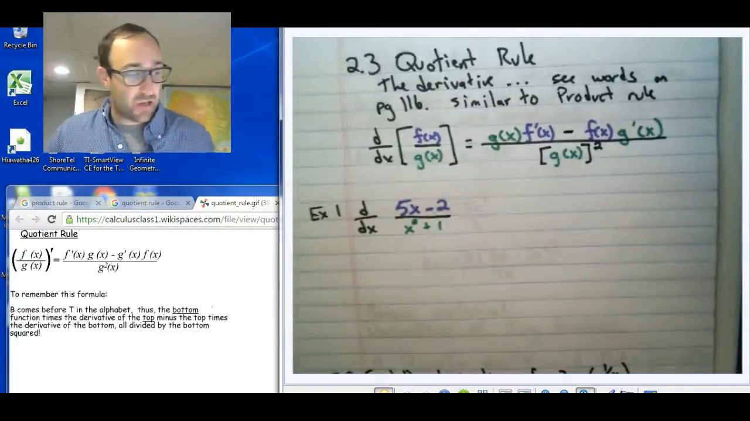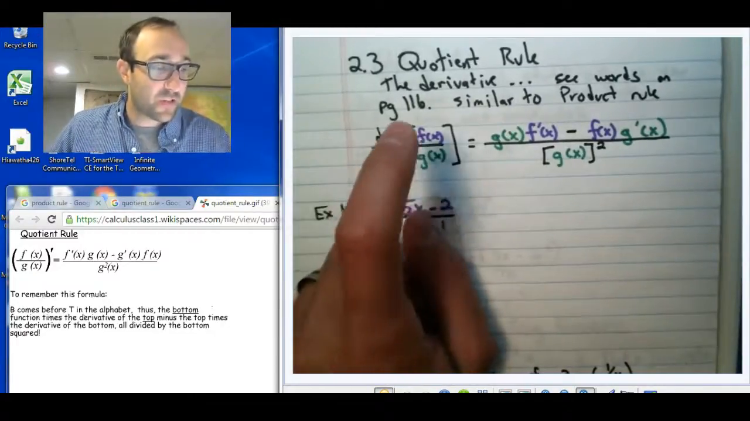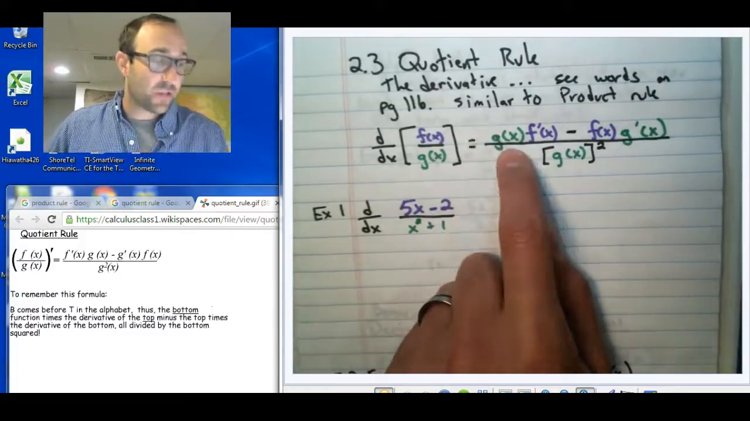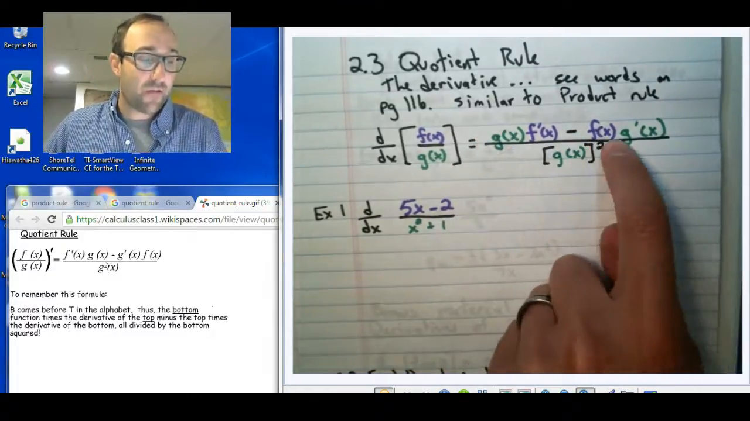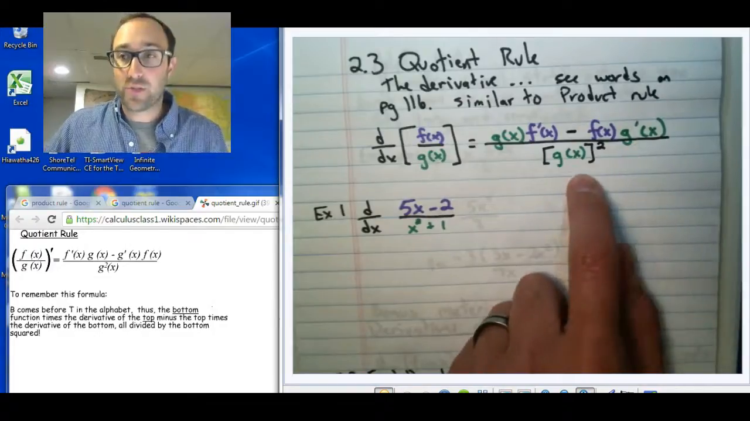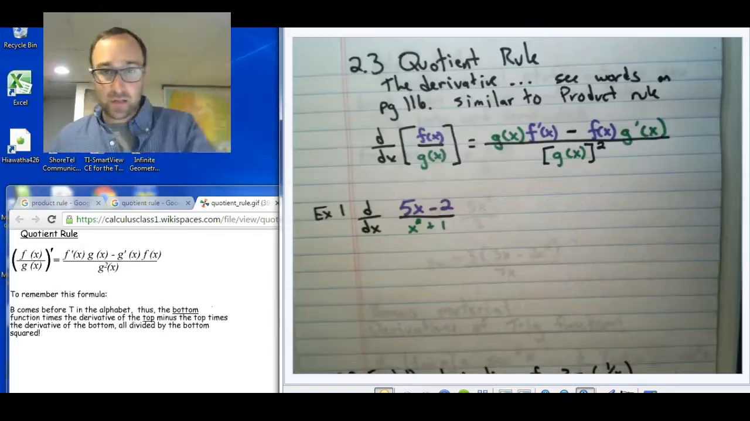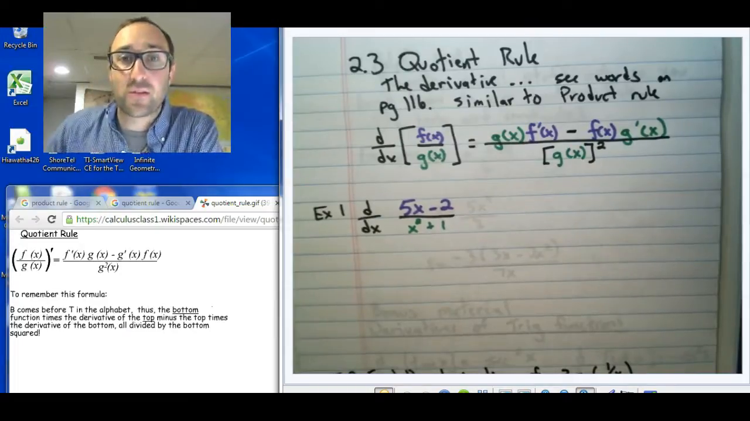It says the derivative of this function, f of x over g of x, both of them differentiable, is g of x times f prime of x, minus f of x times g prime of x, all over g of x squared. Okay, and down here is another form of that.